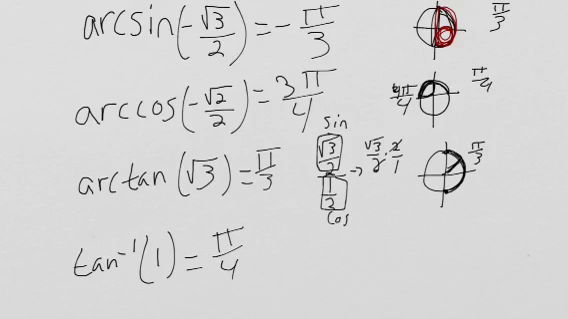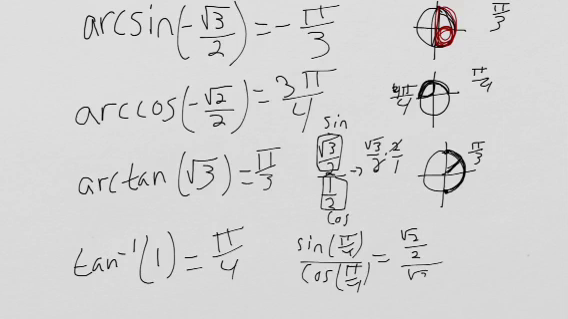And I'll be a little more clear with this. This is because sine of pi over 4 over cosine of pi over 4 is root 2 over 2 over root 2 over 2, and then those cancel, so we're just left with 1. Alright, that's it.